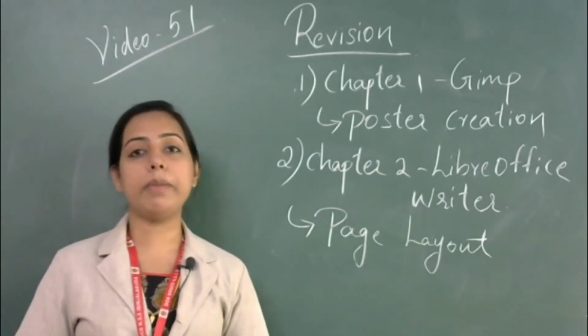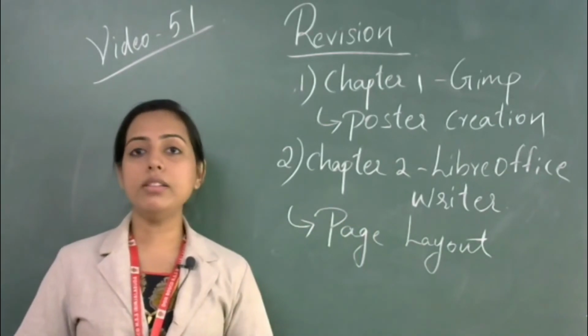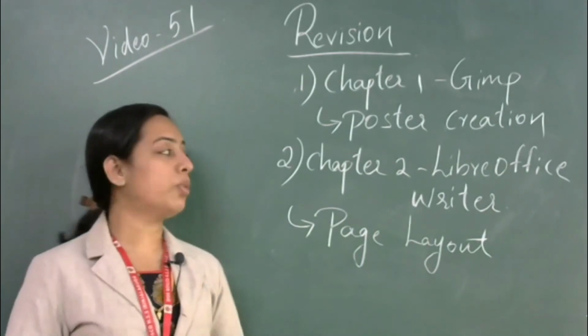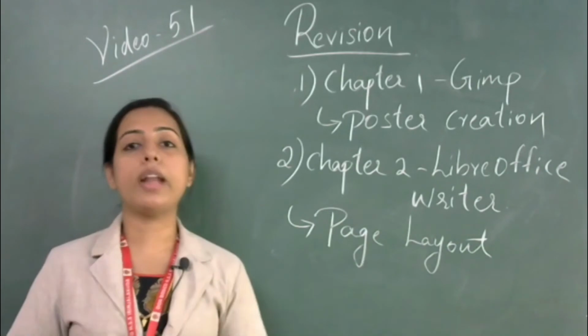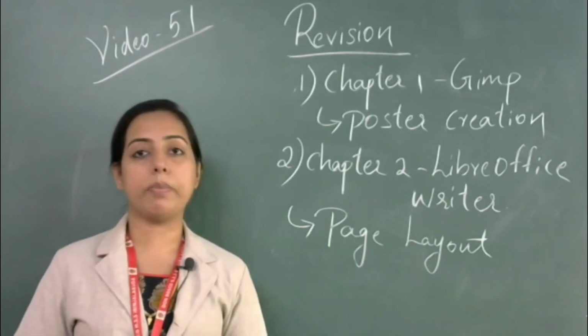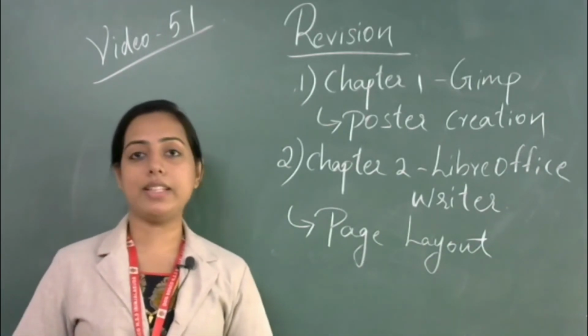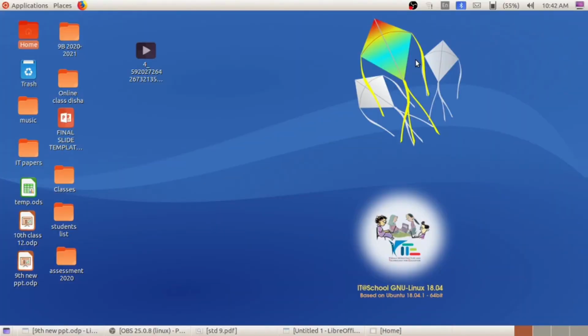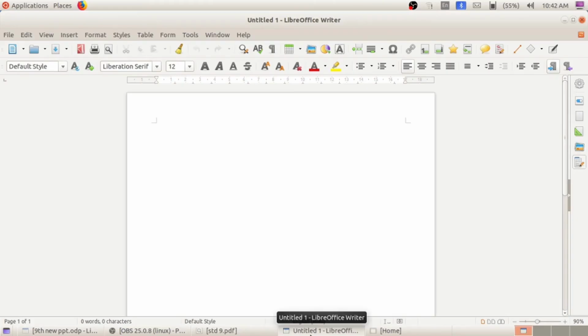That's why I am describing 2 chapters in one class. So let's move to the second chapter. I will show one activity comprising all these topics. Okay, so let's see that activity. Next, let's do the second chapter, and the software is LibreOffice Writer. Open LibreOffice Writer by clicking on Application, Office, LibreOffice Writer.